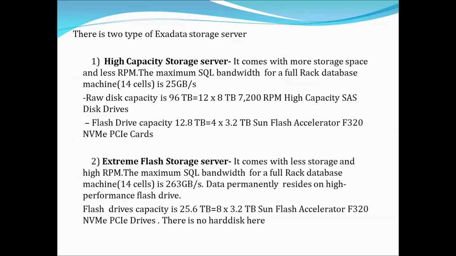The high capacity storage server comes with more storage space and lower RPM. The maximum SQL bandwidth for a full rack database machine with 14 cells is 250 GB per second. The raw disk capacity is 96 TB, and the flash drive is 12.8 TB. Extreme flash storage comes with less storage and high RPM. The maximum SQL bandwidth for the full rack machine is 263, which is more than high capacity storage. But in extreme flash, we have less memory.